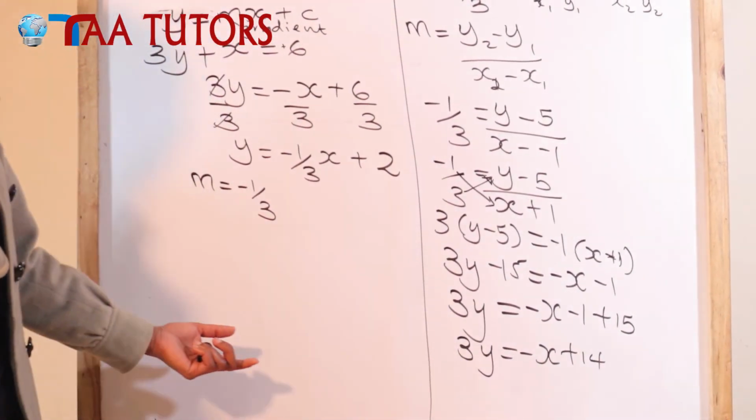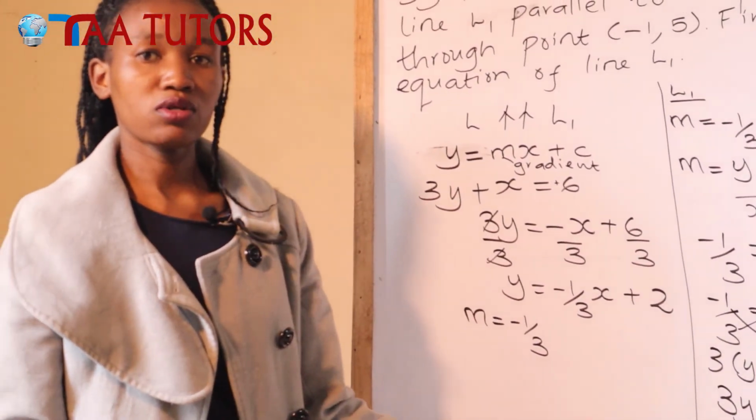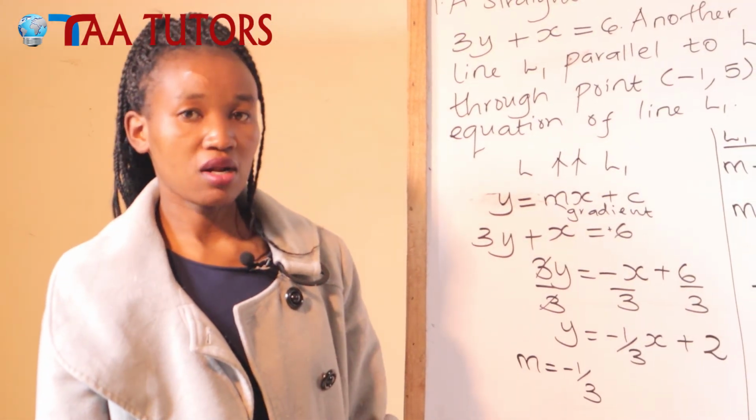So this is the equation of line L1, and viewers, that's how you find the equation of a line which is parallel to another line.